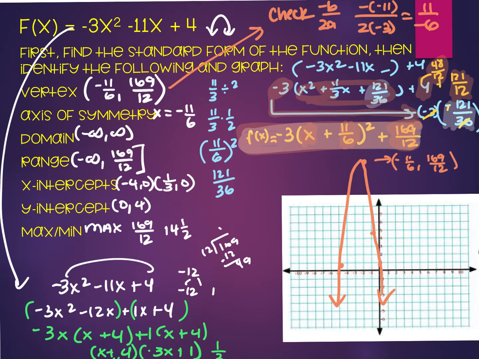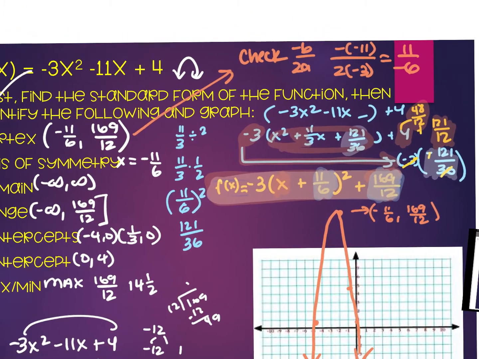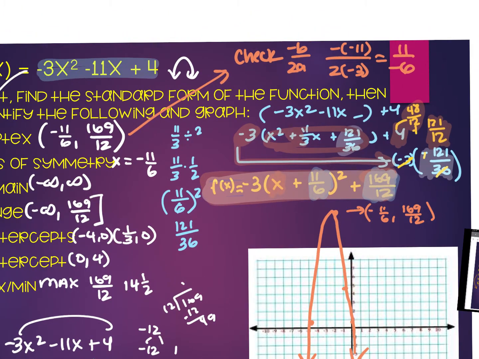So if I take the vertex out, I change the sign, it's a negative 11/6 and a positive 169/12. I would immediately pause and check with the negative b over 2a. So negative b over 2a from the beginning would be negative 11 over 2 times negative 3, which is 11 over negative 6. Make sure these match. At least you know you got that part right, and then you hope you got the rest of it right. But at least you get that part, which leads into your axis of symmetry, right? And then obviously part of your graph.